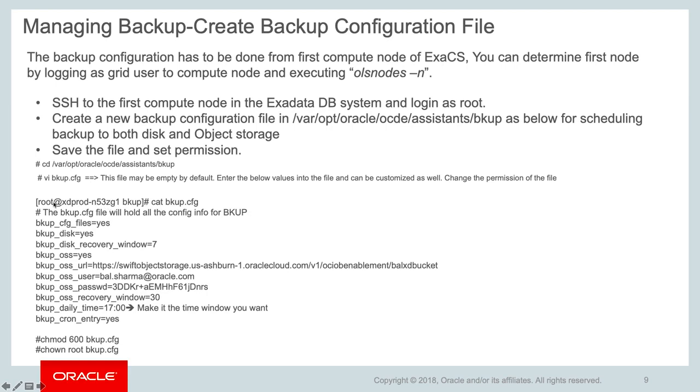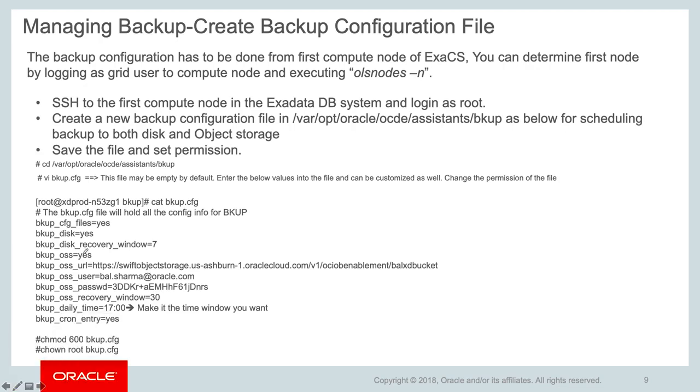This is my first compute node, and the content of backup.cfg is: backup_configuration_files equals yes, backup_disk is yes, backup_disk_recovery_window, backup_oss. For details on what exactly these parameters mean, like backup_daily_time or backup_oss_recovery_window, it is mostly self-explanatory, but we are talking about both kinds of backup. So it's a disk backup as well as backup OSS, which is nothing but the object storage backup.